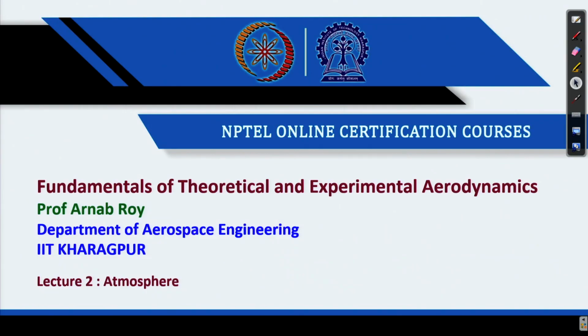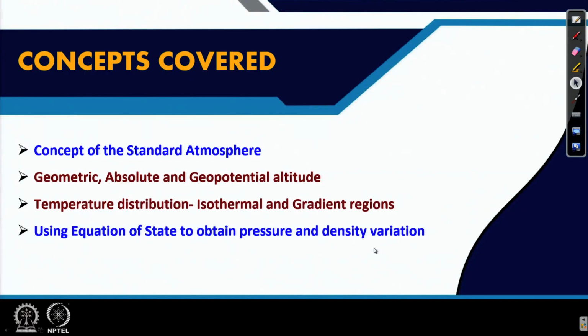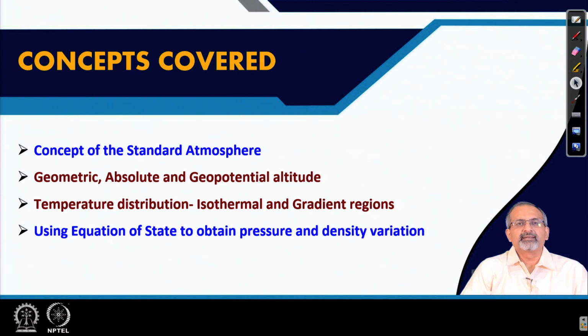Welcome to the second lecture of this course, where we are going to discuss the atmosphere. The concepts that we would cover in this lecture include the standard atmosphere, an understanding of what we mean by that, the different altitude calculations involving geometric, absolute and geopotential altitudes, temperature distribution in the atmosphere, which includes isothermal and gradient regions of the atmosphere, and we would also like to use the equation of state to obtain pressure and density variation as a function of altitude.